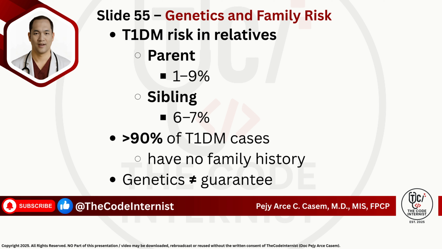Even if someone has a relative with type 1 diabetes, the risk is still fairly low, about 1 to 9% for children of a diabetic parent, and 6 to 7% for siblings. Surprisingly, over 90% of people with type 1 diabetes have no family history at all. That's why we say, genetics increase risk, but they don't guarantee you'll get the disease.